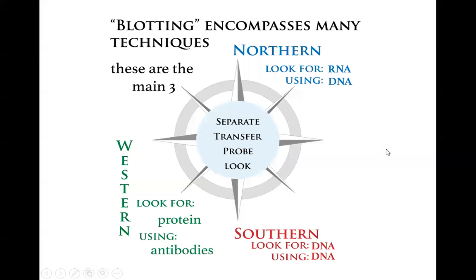There's no Eastern blotting. So if anybody wants to, you can maybe look for metabolites using metabolites, and you could name that Eastern blotting if you want to. Nobody's done that so far. But it's an easy way to remember it. So DNA is the easiest one. That was Mr. Southern, and then we have Northern and Western blotting.